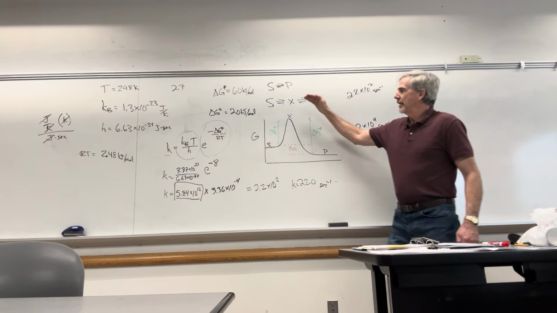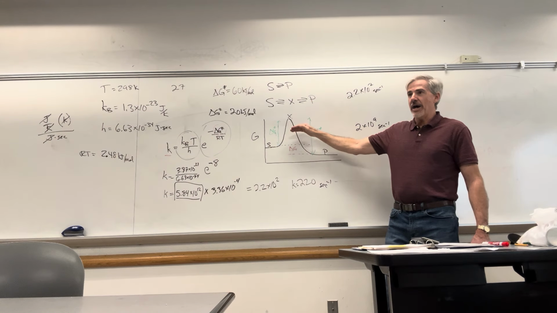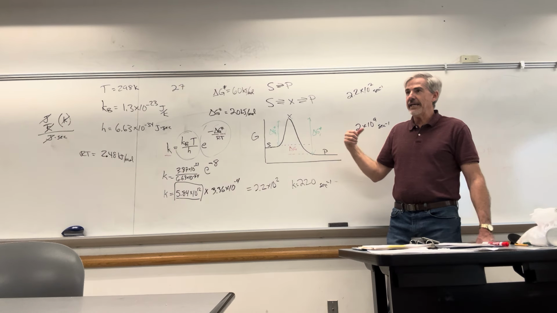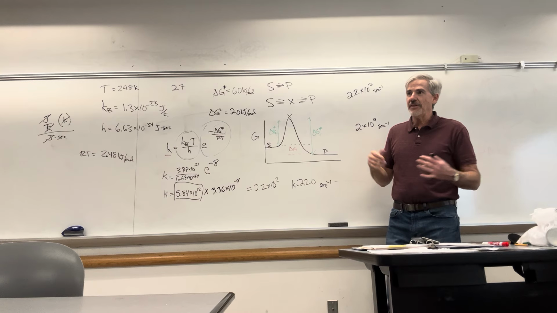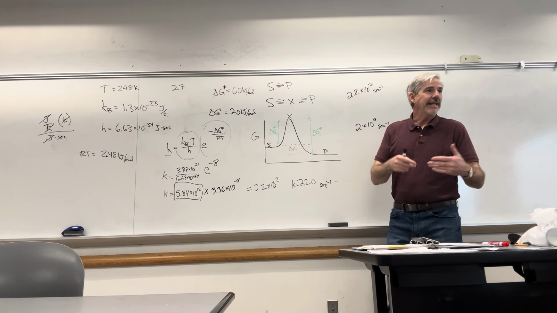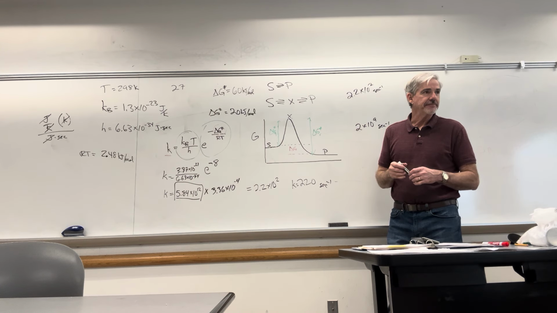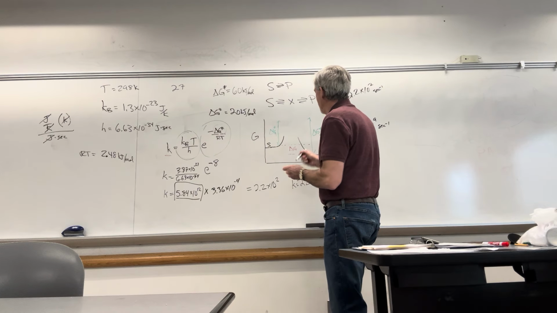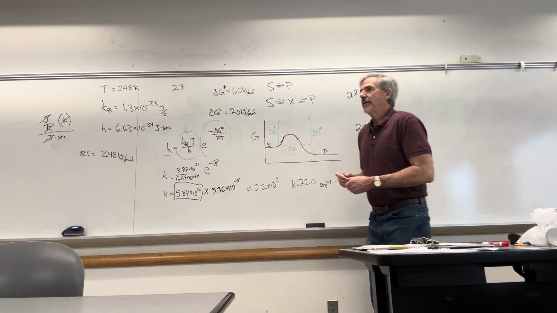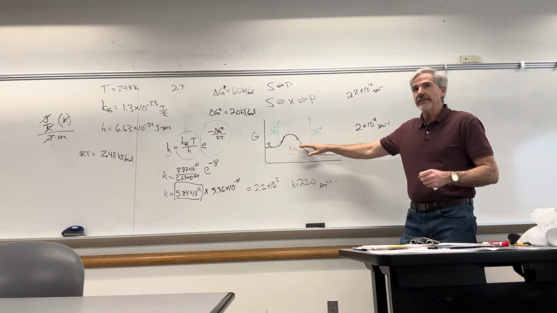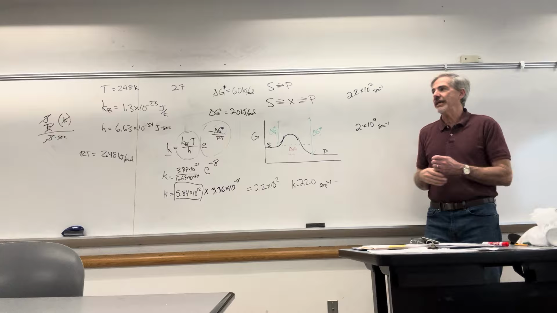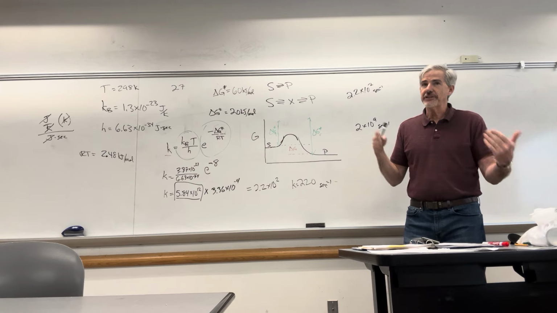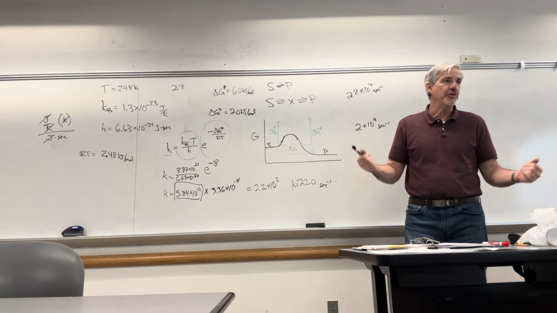So it doesn't take much lowering of the activation energy to get a big increase in the rate of the reaction. Basically, by lowering that hump, it doesn't take a lot to get a big change in the rate constant. So it goes much faster. So that's what an enzyme is doing.